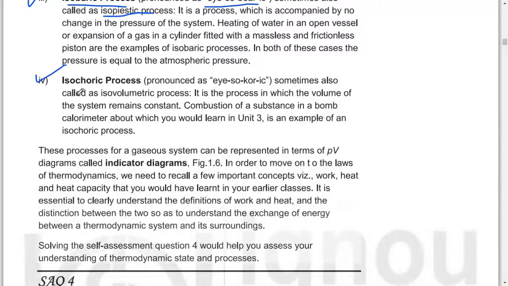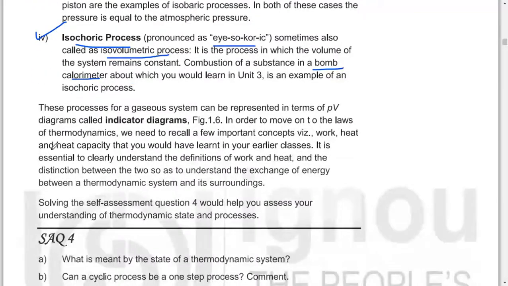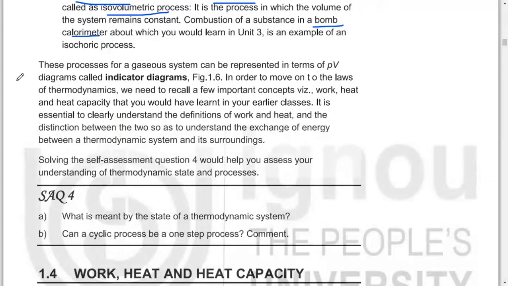For isochoric processes, sometimes also called isovolumetric processes, the volume of the system remains constant. Combustion of a substance in a bomb calorimeter, about which you would learn in Unit 3, is an example of an isochoric process. This process for a gaseous system can be represented in terms of PV diagrams called indicator diagrams, Figure 1.6.